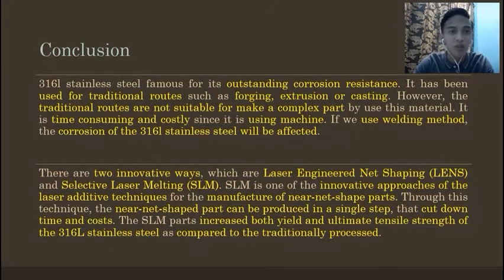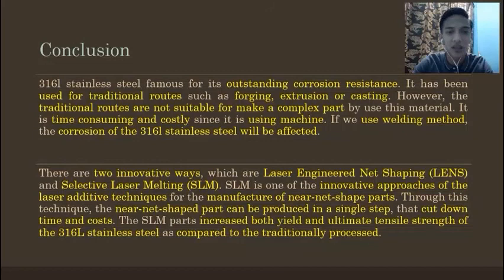For my part, we explain about the conclusions. For the first point, 316L stainless steel is famous for its outstanding corrosion resistance. It has been used for traditional routes such as forging, extrusion or casting. However, the traditional routes are not suitable for making a complex part using this material. It is time consuming and costly since it is using machining. If we use the welding method, the corrosion resistance of the 316L stainless steel will be affected.